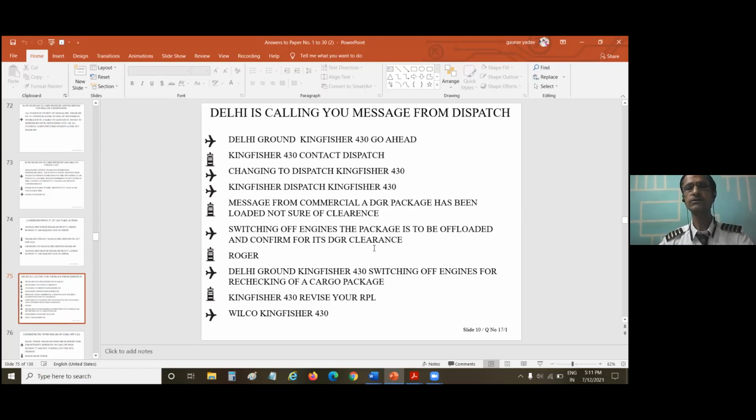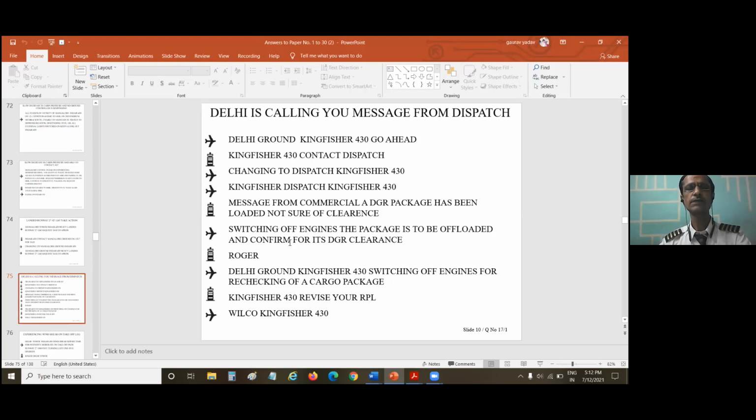Okay, we must not, because we don't know what it may contain. For the safety of the passengers and crew members or the aircraft itself, we must not take the risk of departing without the security check of each and every baggage and passenger, right? So immediately the pilot in command, as expected, took the initiative. What did he say? Switching off engine. The package is to be offloaded and confirmed for the DGR clearance.